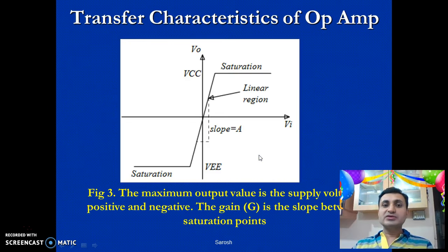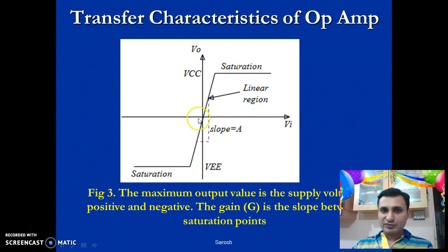The figure shows the transfer characteristics of the op-amp. Transfer characteristics is basically the relation of output voltage V0 as a function of input voltage Vi. It shows that as the input voltage increases, output voltage also changes and reaches up to a certain extent, after which it maintains that constant value. That output voltage is called saturated output voltage.